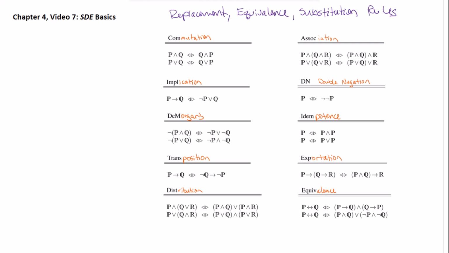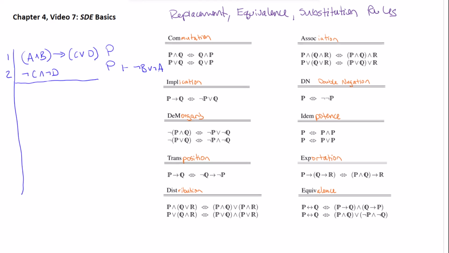Let's take a look at one or two more examples. Let's take a look at another example. Here's a nice one. Not too simple, not too complicated. Our goal here is either not B or not A.